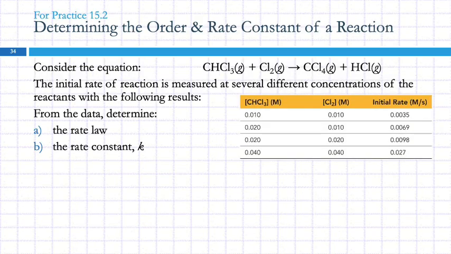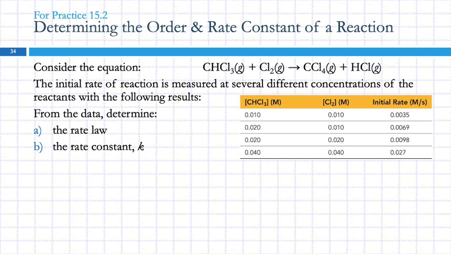So here's a practice problem. Considering this equation, CHCl3 plus Cl2 forming CCl4 and HCl. The initial rate is measured at several different concentrations of the reactants. So here we have concentrations of the first reactant, concentrations of the second reactant, and those are the rates that were measured. From the data, determine the rate law and the rate constant. You have to do the rate law first.